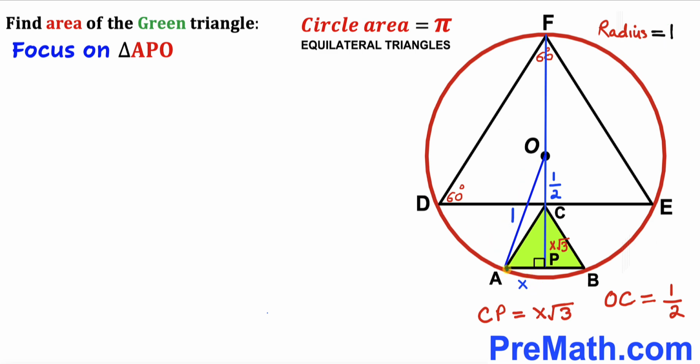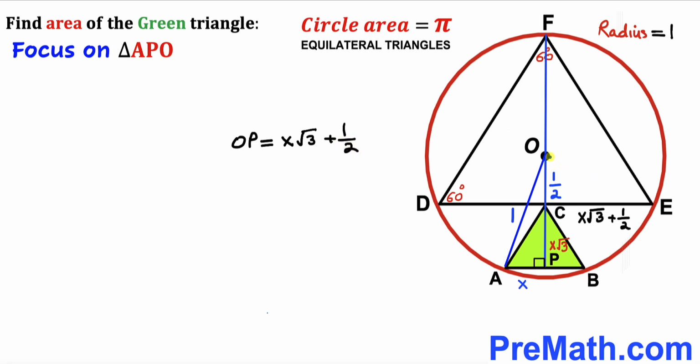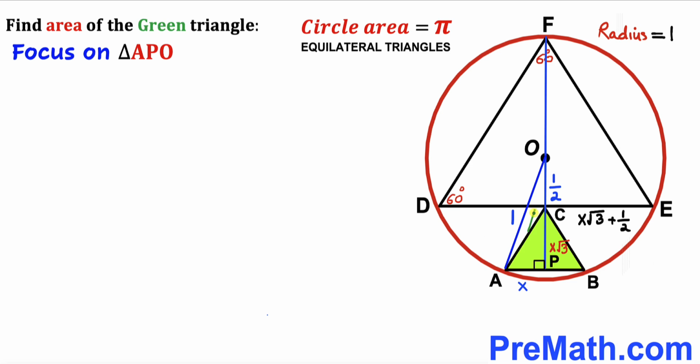And furthermore this AP length is x, and this whole OP length is going to be the sum of these two individual lengths, 1 divided by 2 and x times square root of 3. So therefore this OP length is going to be x times square root of 3 plus 1 divided by 2. And let's focus once again on this right triangle APO.